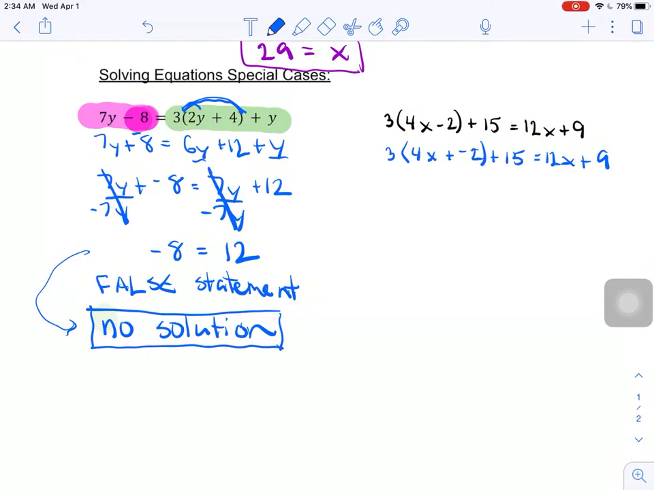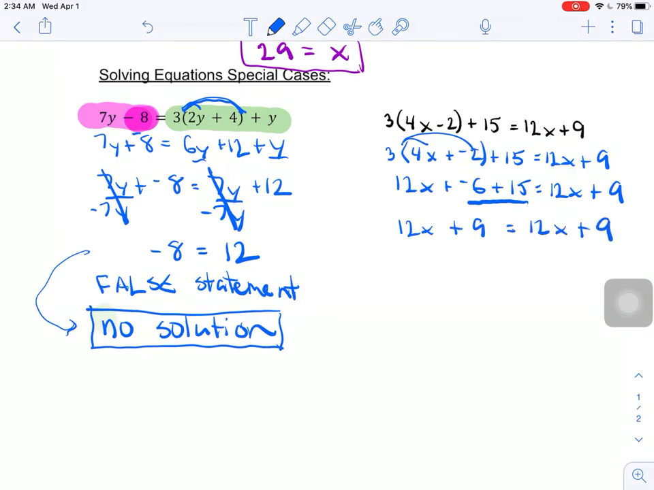Just so we don't lose track of our negatives. Now we're going to do some distributive property. So 3 times 4x is 12x. 3 times negative 2 is negative 6. Plus 15. I'm just rewriting the other side just to keep things lined up. I can put those together, so our next step is simplify. So negative 6 plus 15 is 9.